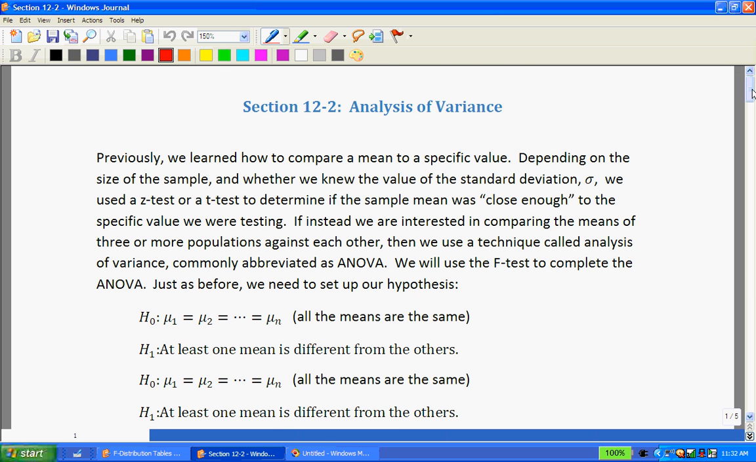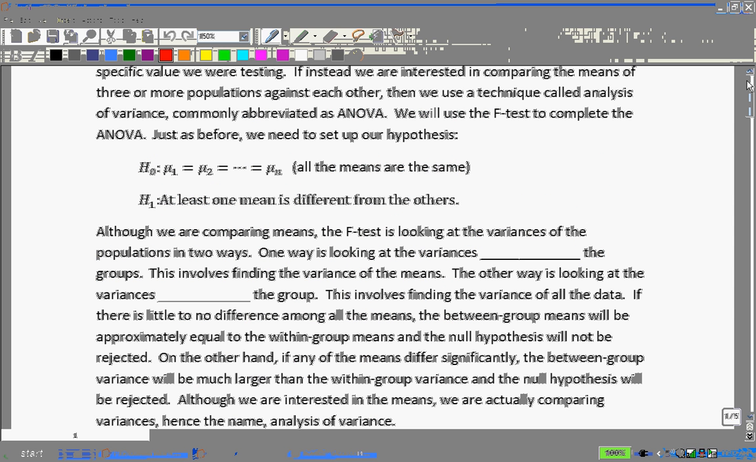Here, the null is going to be that all the means are the same. So the mean from sample 1 is the same as the mean from sample 2, is the same as the mean from sample 3, and so on and so forth for however many categories that we have. And remember here, we're not saying that they're numerically exactly the same. We're saying that they're close enough that there's not a statistical difference. But basically, all the means are the same. It's what we're setting up for the null.